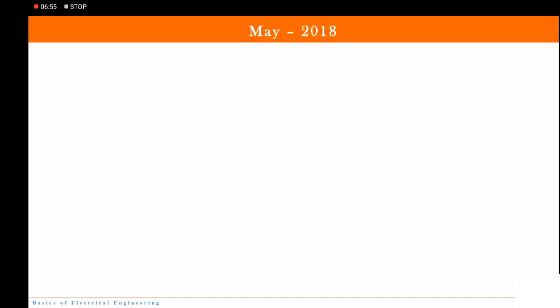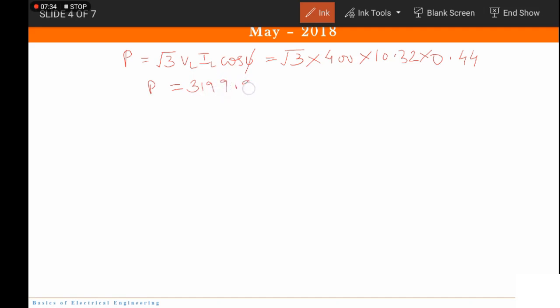Then they ask for active power, reactive power and apparent power. Active power is represented by P and it is given by root 3 VL IL cos phi. So it becomes root 3, VL was 400, IL was 10.32 and cos phi was 0.447. Correct? So this P becomes 3199.95 watt. So this is another answer.